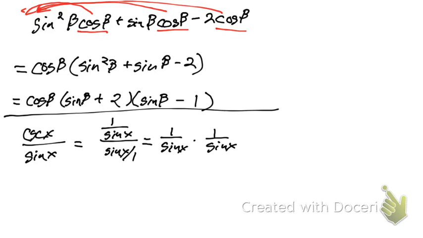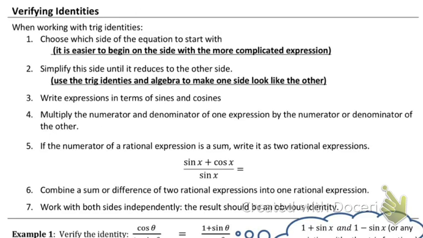All right, today we're going to start working on actually verifying identities that will be part of your homework. With verifying identities, let's go over this once again. You choose which side of the equation to start with. Usually you pick the most complicated of the expressions, because like I said, it's much easier to tear something down than to build it up. Simplify the side until it reduces to the other side. Sometimes it won't reduce all the way, and you have to go back and start working on the other side.